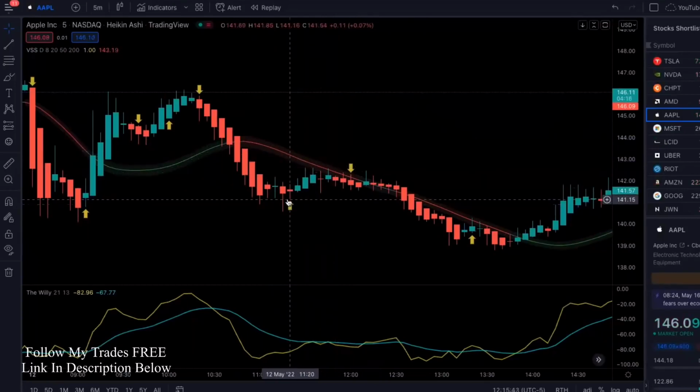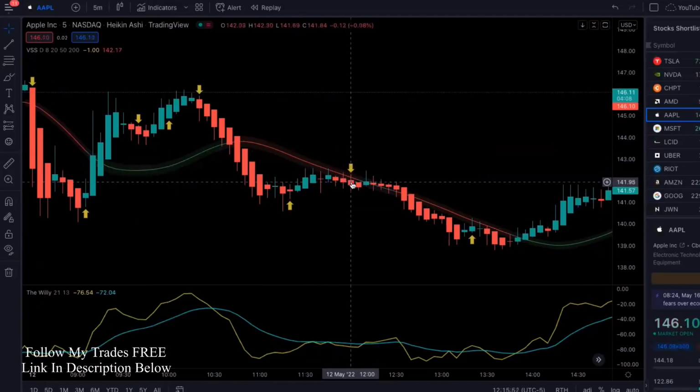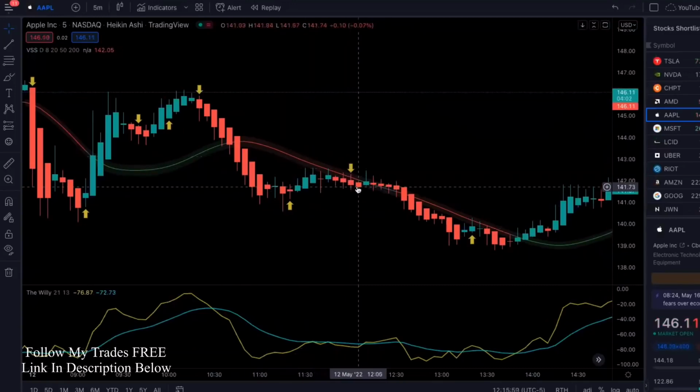False signal, because it says up. The yellow line isn't above the blue line and it's still trending red. So you're looking for sell. So when you get this, yellow line is below the blue line. It's red. It's trending down.